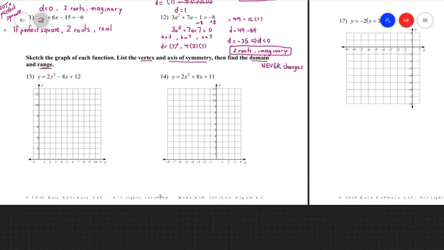So we're going to find our vertex and our axis of symmetry first. So with this y equals 2x squared plus 8x minus 12, I need to find my vertex, which is negative b over 2a.